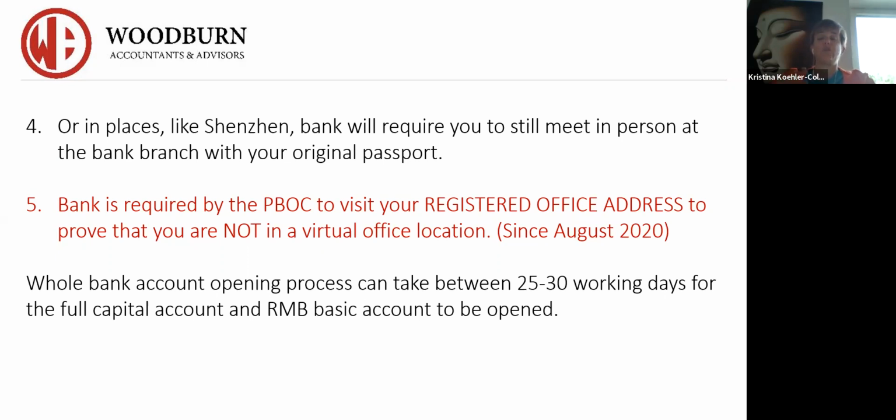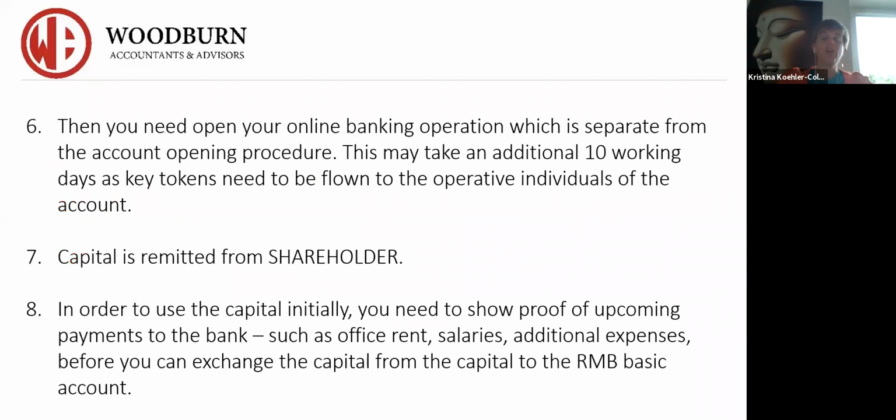Renminbi basic account is where your funds are kept in renminbi, but it does not mean that foreign currency funds can't go into those accounts and then be converted. Okay, I'll explain a little bit more on that later on. And then don't forget that once that's all done, you still have to do further applications in terms of online banking. Particularly with COVID regulations, you need to make sure your online banking is up and running. That's probably the #1 priority out of everything.